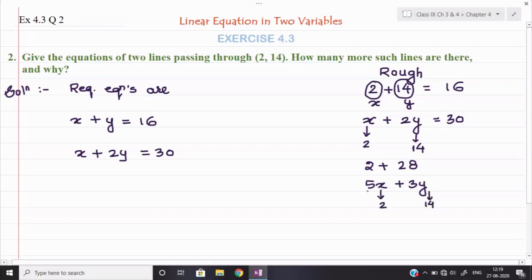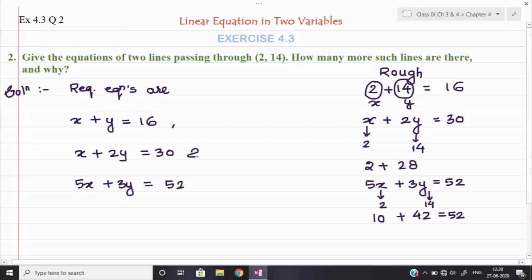So what will I get? 5 into 2 will be 10, and 14 threes are 42. So what value will be coming here? 52. So 5x plus 3y is equal to 52. So my third equation is 5x plus 3y is equal to 52. See, they were asking one equation or two equations.